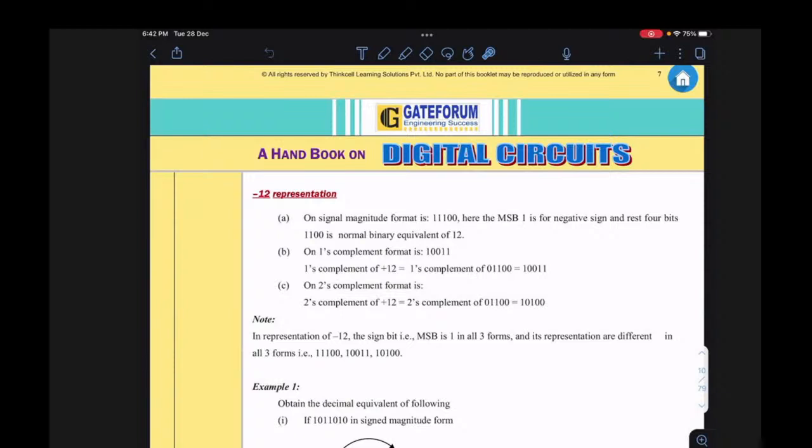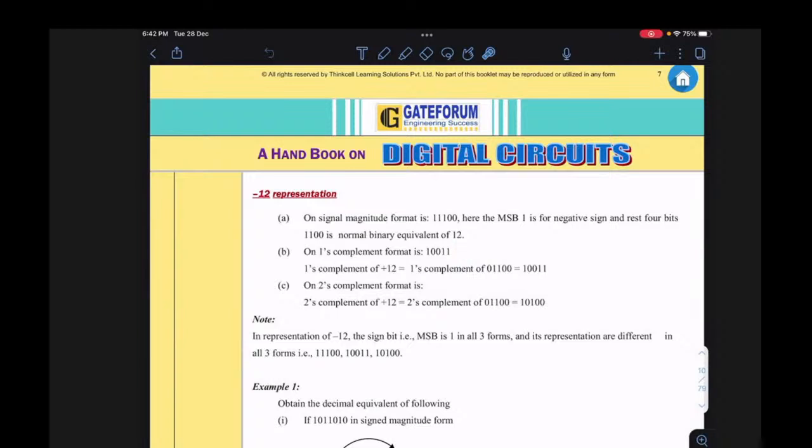But in ones complement, we take the 1's complement of plus 12. Plus 12, we said, is 0, 1, 1, 0, 0. You have to take the 1's complement of this 0, 1, 1, 0, 0, which gives 1, 0, 0, 1, 1. So the 1's complement representation of minus 12 is 1, 0, 0, 1, 1.